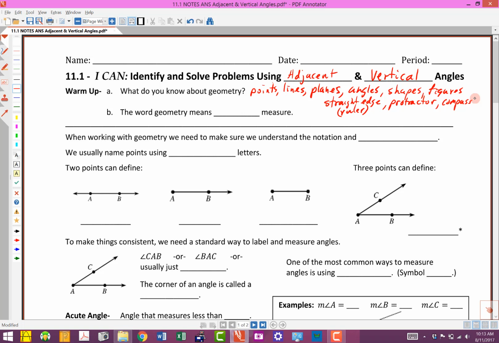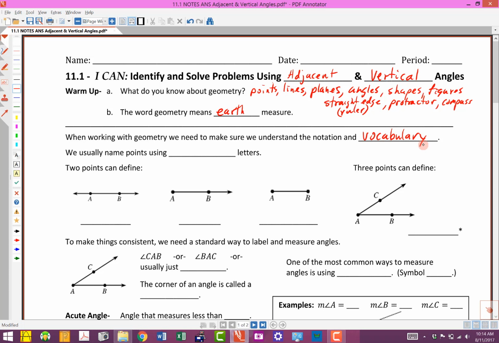And the word geometry actually means earth measure. So geo means earth, and metry means you measure something. So when we say geometry, we're talking about earth measure. And there are lots of things like this: points, lines, planes, angles, a lot of shapes in the real world and on the earth that we live in. So when we're working with geometry, we need to make sure that we understand not only the notation, because there's tons of notation in geometry, but we also need to know what the vocabulary is. Because just like every other branch of math, if you know the vocabulary, it goes from being really confusing and scary to, oh okay, I think I can do this because I know what the words mean.